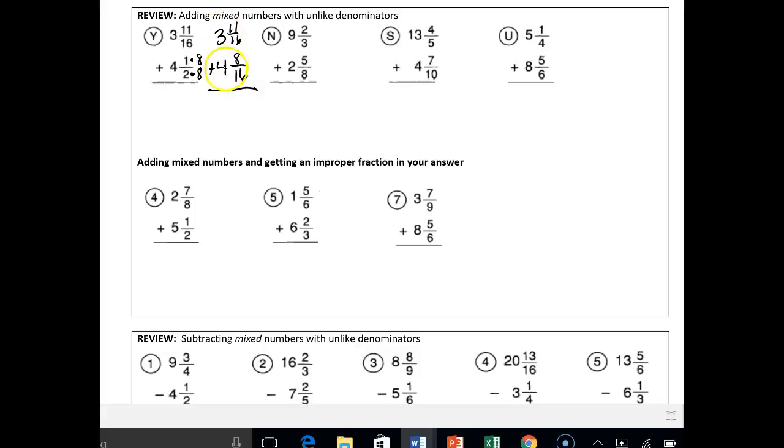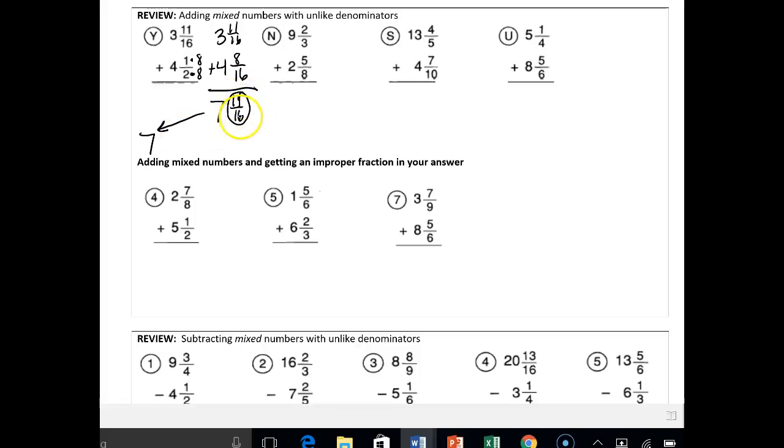Add up your whole numbers. 3 plus 4 is 7. Add up your numerators. 11 plus 8 is 19/16. Now sometimes you would think, oh, we're done, but look right here. I have an improper fraction, right? So let's kick 7 off to the side right here, and let's change this 19/16 into a mixed number.